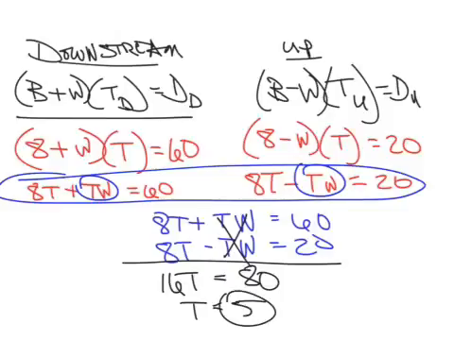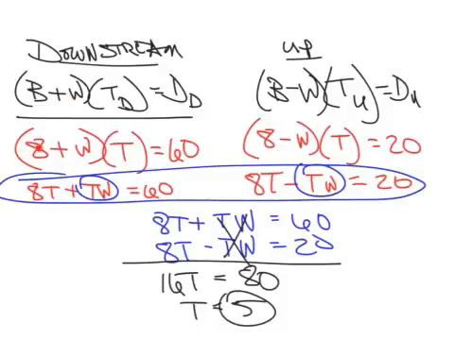Going downstream, we went 60 miles in 5 hours. Upstream, we went 20 miles in 5 hours. And what are they asking for? What was the speed of the current and what were their times? Okay, so we found the times. The times were 5 hours. Alright, what we're looking for is the speed of the current. So we're looking for W right there.